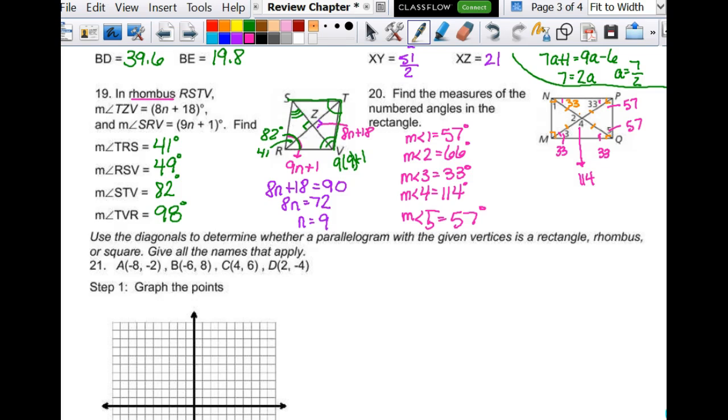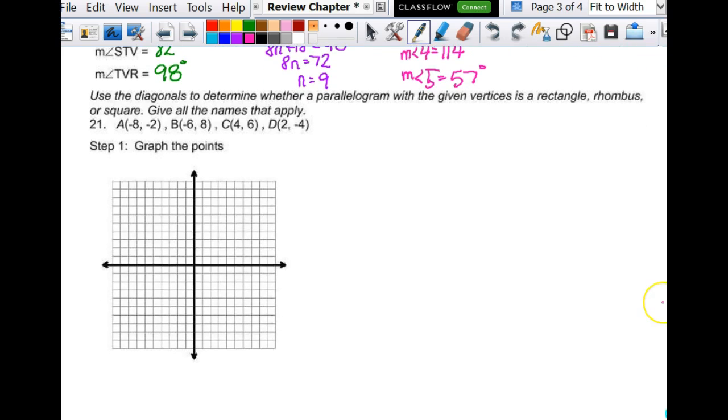All right, so then we're going to use the diagonals now, and the key here, which is not what everybody did on their homework, says use the diagonals. There are different ways to do this. It is specifically telling you to use the diagonals.